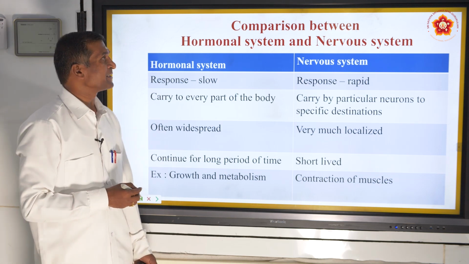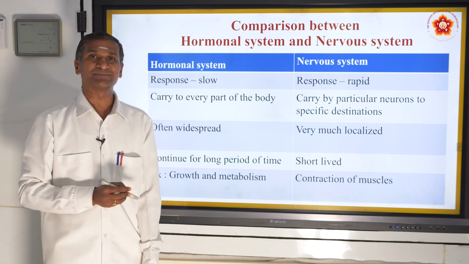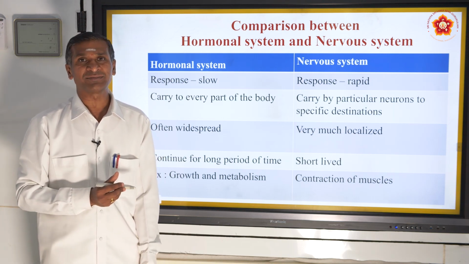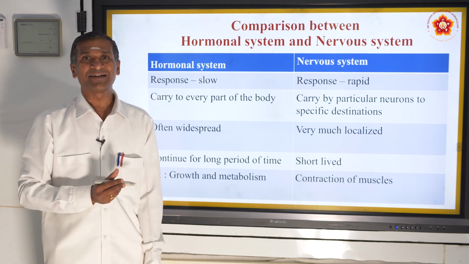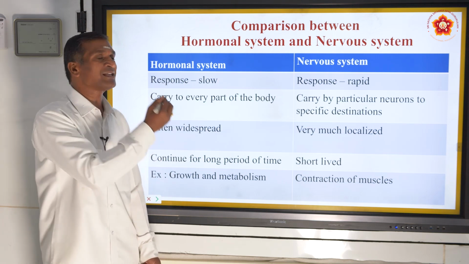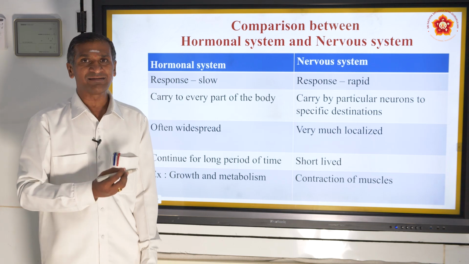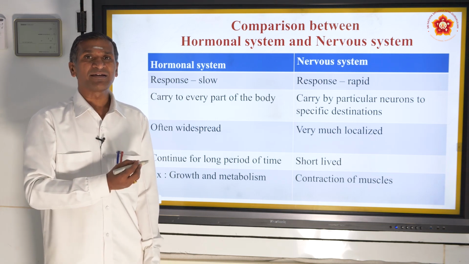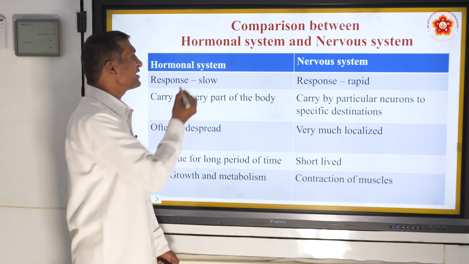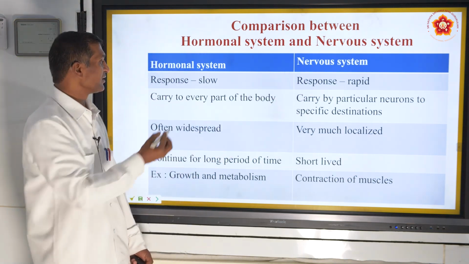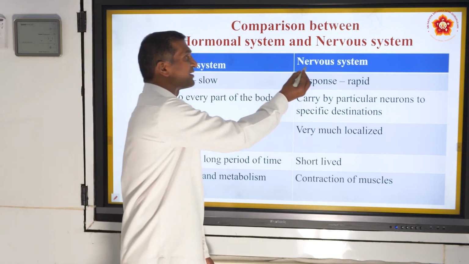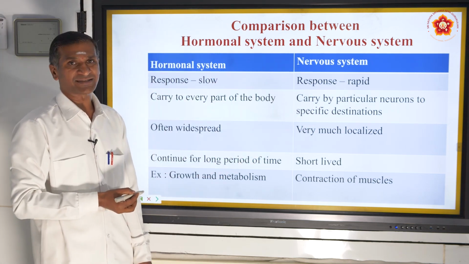The comparison between the hormonal system and nervous system. No doubt, the control and coordination should go hand in hand with the help of these two systems, the nervous system as well as the hormonal system. But still we find their comparative study, hormonal system, nervous system. The response is very slow in the hormonal system, whereas the response is rapid in the nervous system.